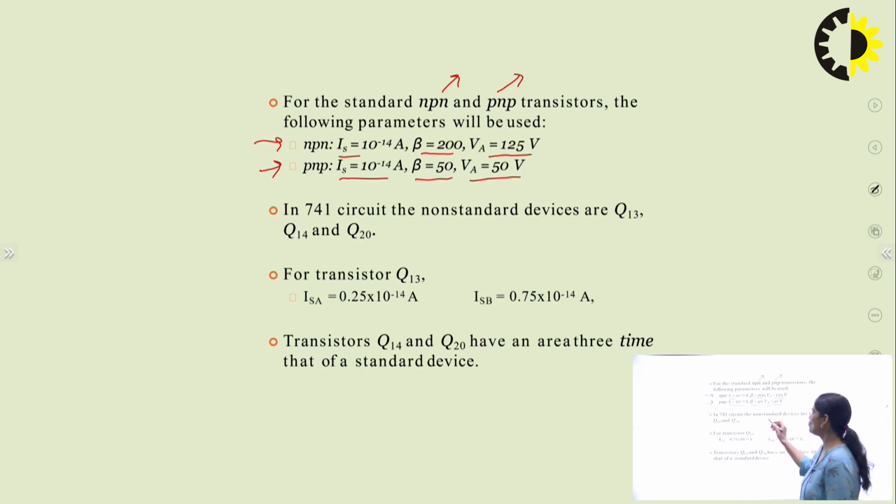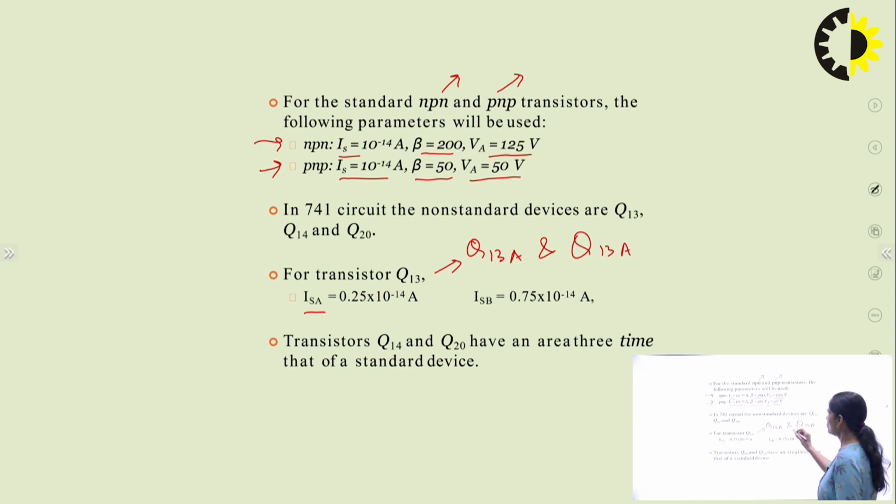Now in the 741 circuit, the known standard devices are Q13, Q14 and Q20 in the internal structure of the 741 operational amplifier. For transistor Q13, there are two transistors in the internal structure, that is Q13A and Q13B. The saturation current for Q13A is represented as ISA, and it is equal to 0.25 into 10 to the power minus 14 ampere. The saturation current for transistor Q13B is represented as ISB, and its value is equal to 0.75 into 10 to the power minus 14 ampere.